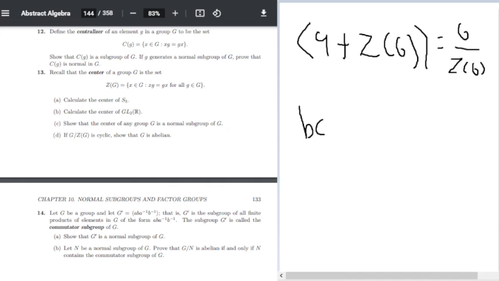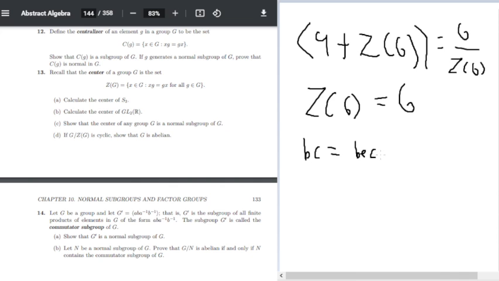So if G over ZG is cyclic, then we need to show that ZG is equal to G. So suppose that we have some multiplication BC. This is going to be equal to BE, CE, which is going to be equal to AE, CE.